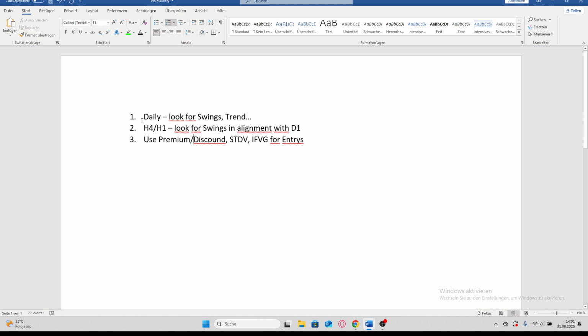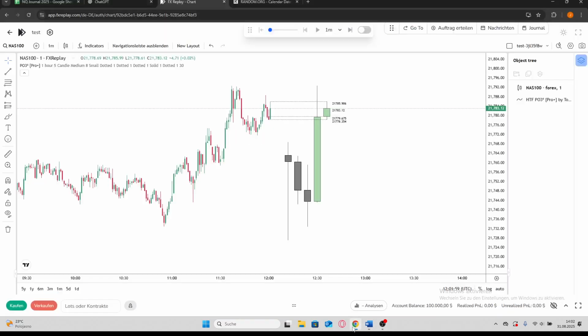I mean, we can also trade against the daily bias. That's not too bad, but we need to adapt our target. So you can't trade a full swing against your bias. And the third point is we want to use tools like premium and discount, standard deviation, and inversion fair value gaps for entries. And so that's what we do.